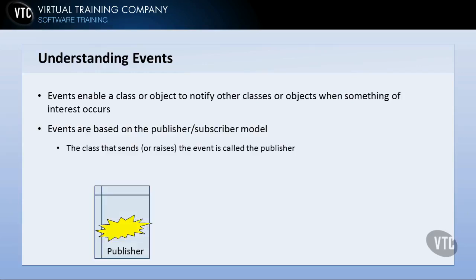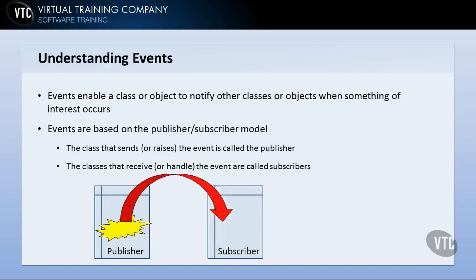The class that sends, or what we call raises, the event is called the publisher. So in this class that is the publisher here, we would have defined our event, and then we would have in code raised that event. We would have called that event based on some condition. The publisher then fires off that event, and a subscriber who has subscribed to that event, and I go back to when we talked about delegates, when we have assigned a method to that particular delegate and that delegate fires, it runs that method. And that is exactly what we're doing here.